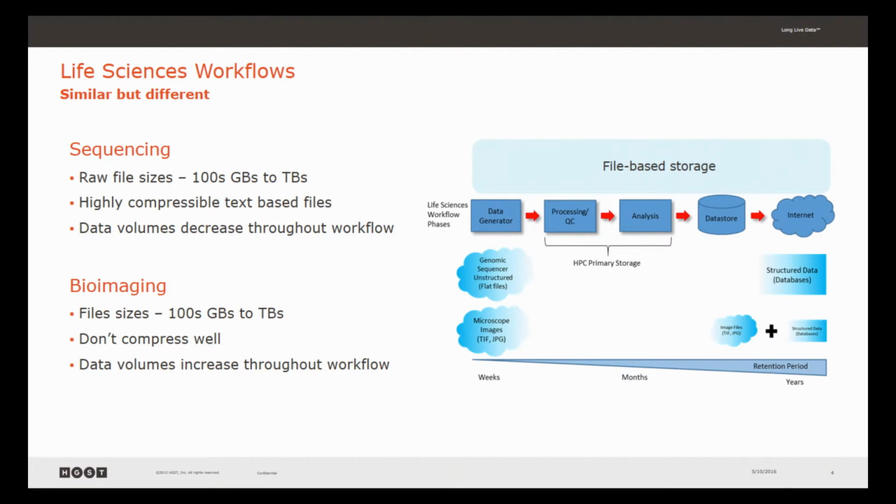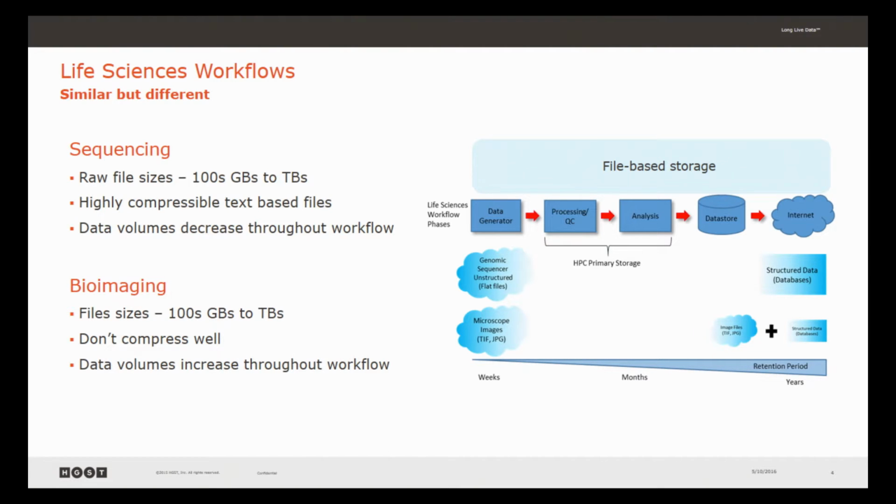But one of the things I wanted to focus on here in terms of the data storage, especially with the life science workflows, is that these are traditionally file-based storage systems. And given the growth in file sizes, what we're seeing is a lot of growth or interest in object storage.